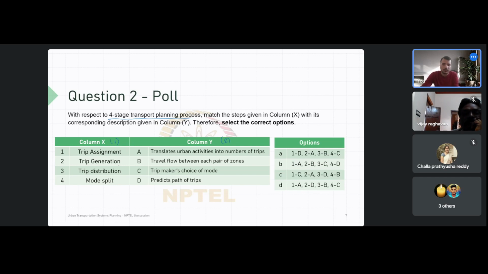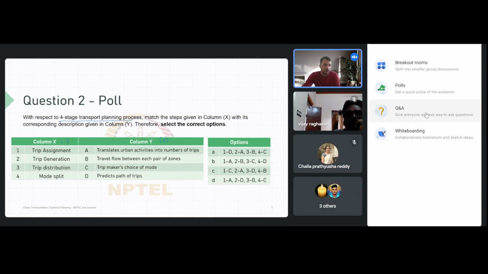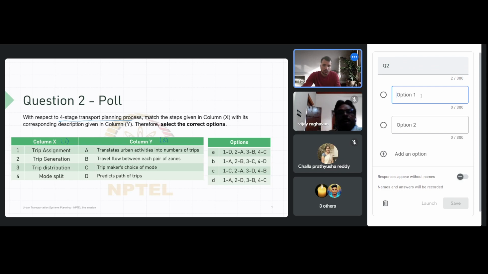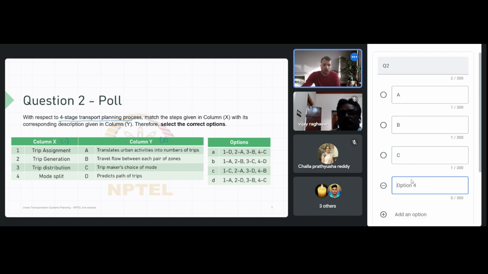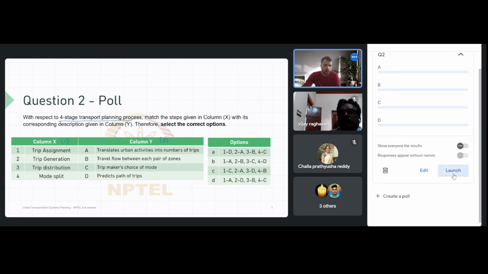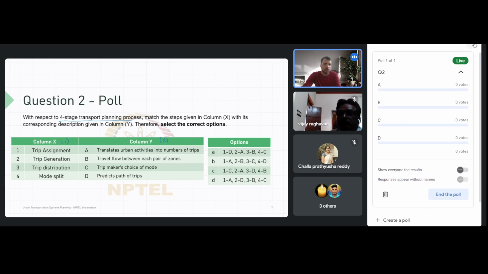We have trip assignment, trip generation, trip distribution, and mode split. On the other hand, we have translates urban activities into number of trips, travel flow between a pair of zones, trip maker's choice, and prediction of the path of trips. You can answer it in the chat, and I will also drop a poll. It is more preferred to answer in the poll. This is question 2. We have four options here. The left table is the question and the right table has the answer. You need to select the correct choice. I have launched the poll. You can answer it there.